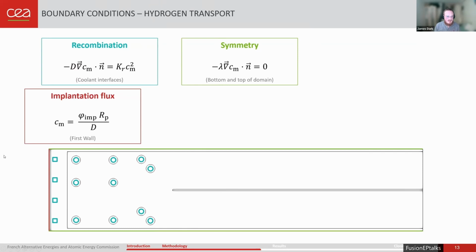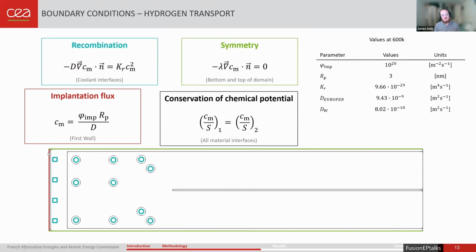We have an implantation flux coming in from the plasma, and for each material interface, i.e. between our tungsten and our urethane and between our lithium lead and our urethane as well, we consider the conservation of chemical potential, which basically determines that how the concentration of hydrogen changes is to do with the relationship of the mobile population over the solubility of a given material. And so this is conserved at all material interfaces. And these are also values used for each one of these, if you're interested.